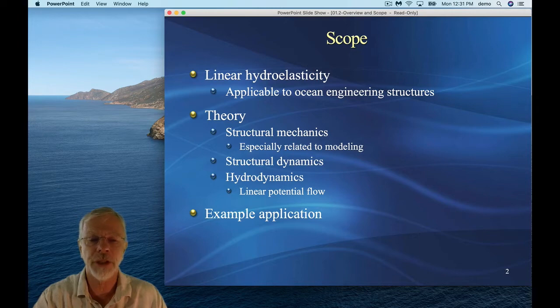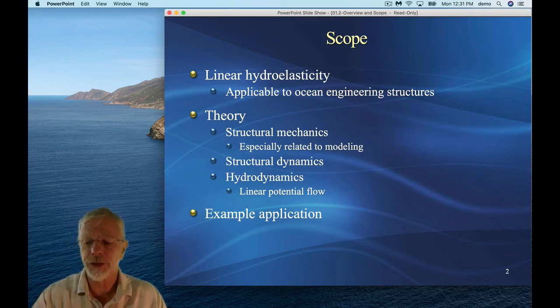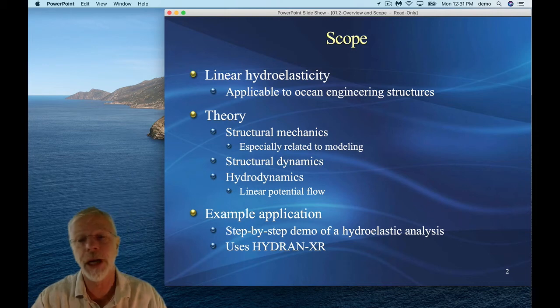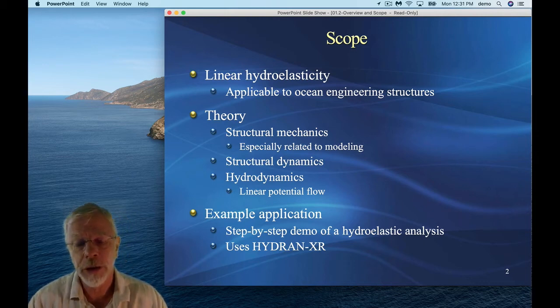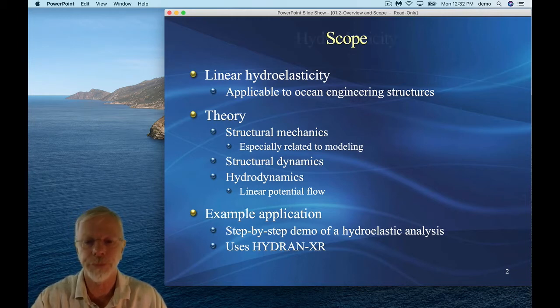And then I'm going to give an example application, as I mentioned again in the previous video. I'm going to work in detail an example of hydroelastic analysis starting from beginning to end. So that'll be a step-by-step demo, and I will be using HydranXR. Again, as I mentioned in the previous video, the steps will be the same no matter what code you use. You have to go through the same basic steps.